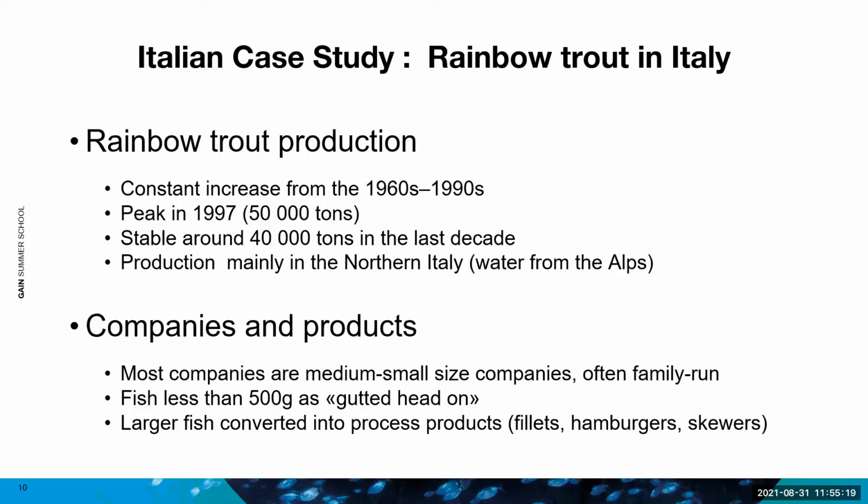Two kinds of products. The fish that are less than 500 grams are sold entire, let's say gutted and hung, and the larger fish are converted into processed products like fillets, hamburger, skewers. And in the trout farm we work with, they produce both kinds of products.